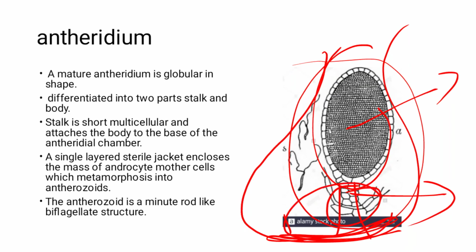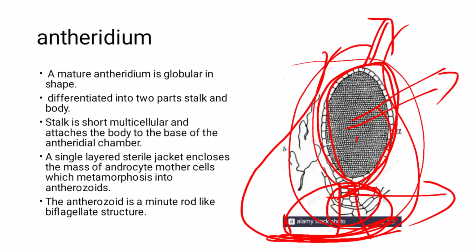The stalk is multicellular in nature, and the body part is made up of two types of cells: the outermost sterile cell and the inner cells. The outermost sterile cell of the body part is called the jacket cell. The jacket cell's function is to protect the developing antheridia, and the body cell is made up of antheridial mother cells, also called androcyte mother cells. These androcyte mother cells later undergo metamorphosis, that is change in the structures, and they develop the antheridium.